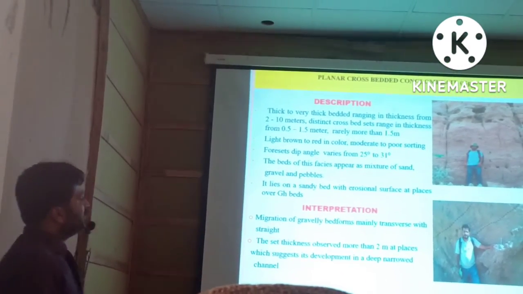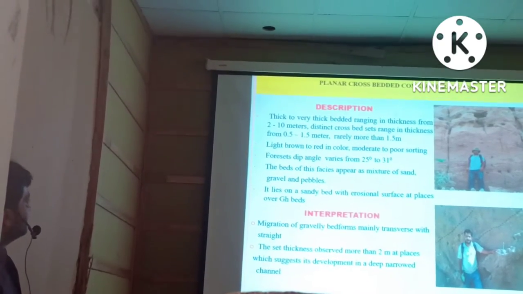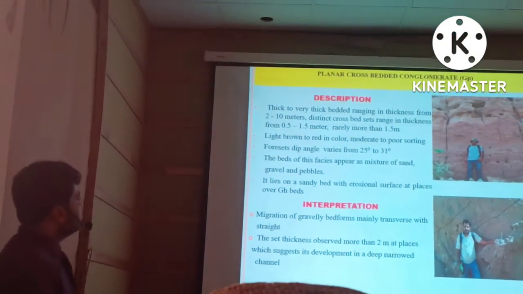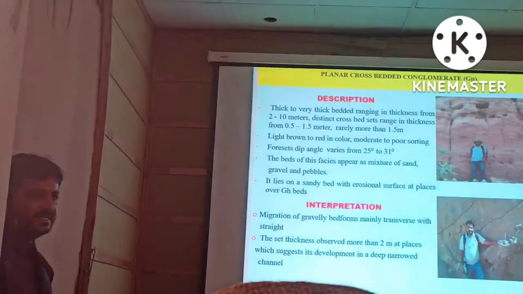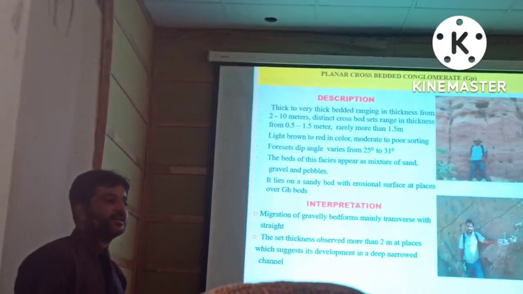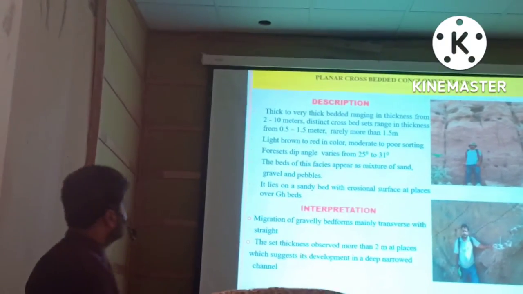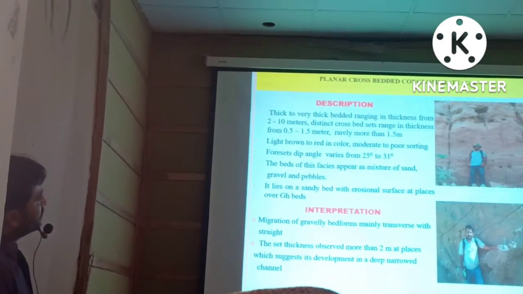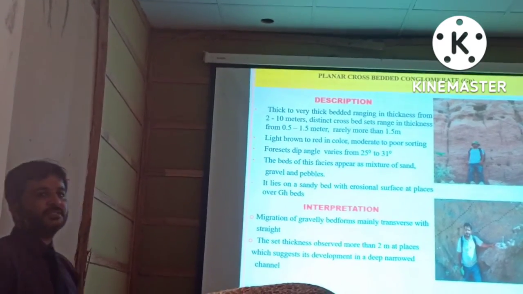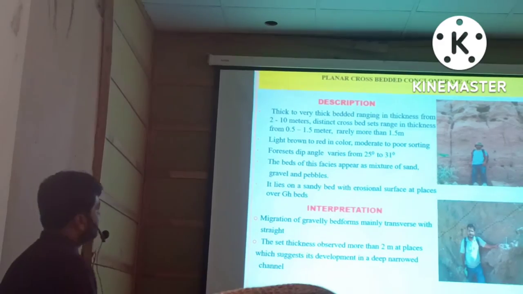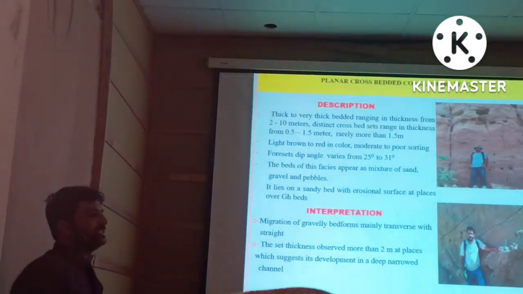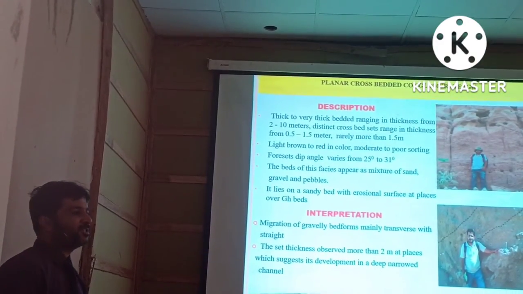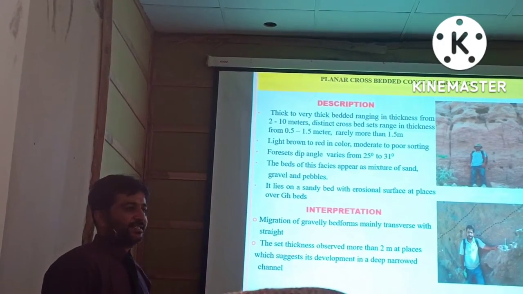The beds of this facies appear as a mixture of sand, gravel and pebbles, and it lies on the sandy bed with erosional surfaces, and at places it overlies the horizontally stratified conglomeratic beds. The GP lithofacies of pub sandstone is interpreted to have been deposited by the migration of gravelly bed forms that have straight crests.